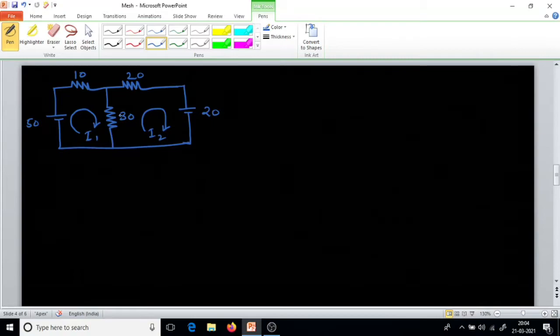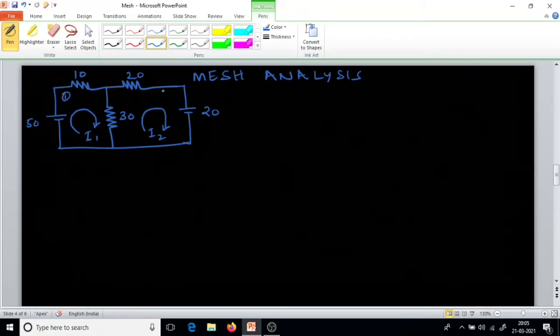Okay, we have to apply KVL. In mesh analysis, what do we do? We will use the KVL. This is mesh analysis. Now I'll write the loop equation for the first loop.